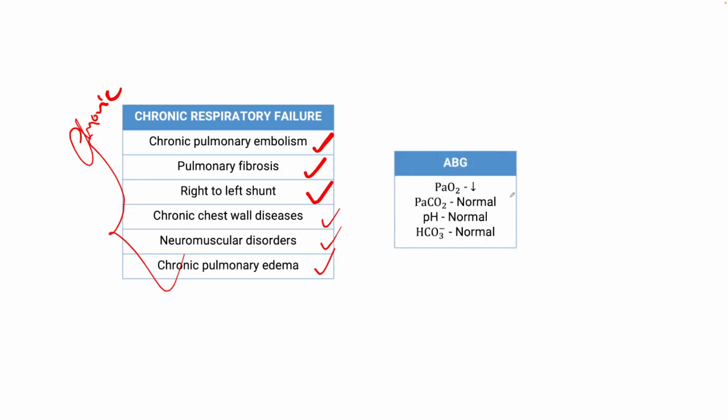Now what is the ABG picture? PaO2 can be low, while in the acute it can be severely low. PaCO2 level, that is the carbon dioxide level, can be normal. The pH level can be normal. The bicarbonate level can also be normal.